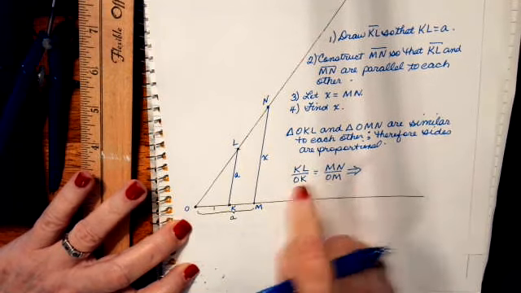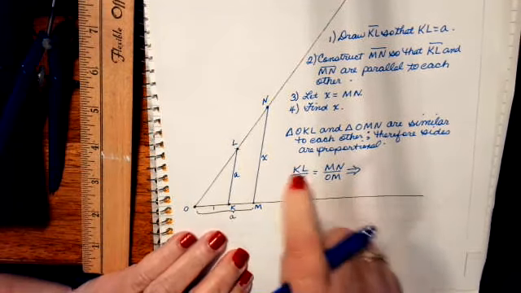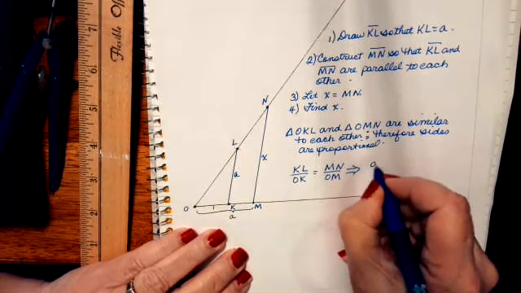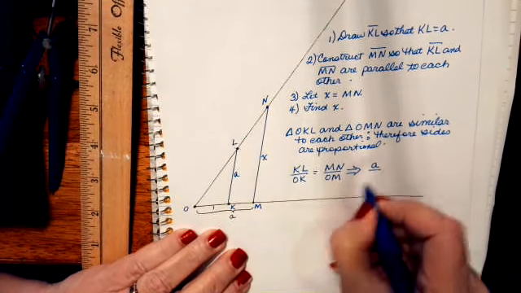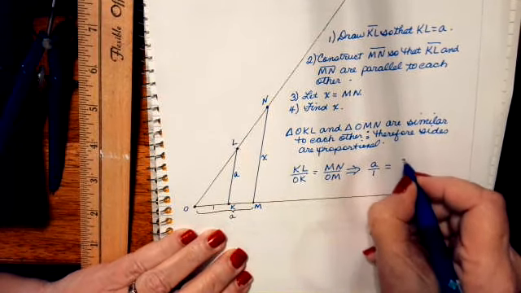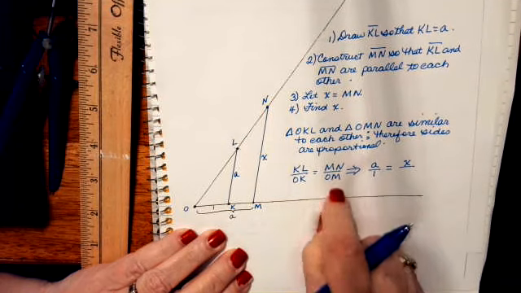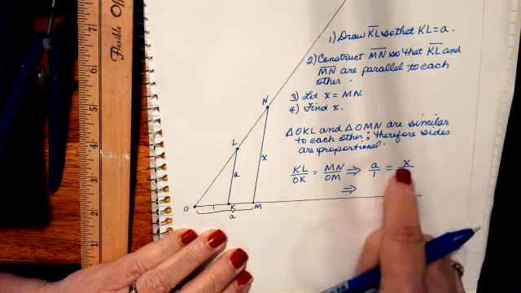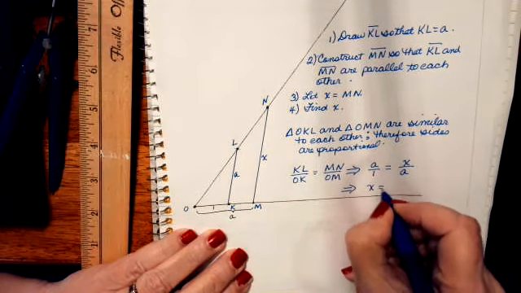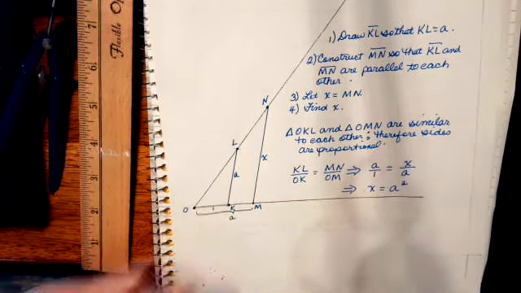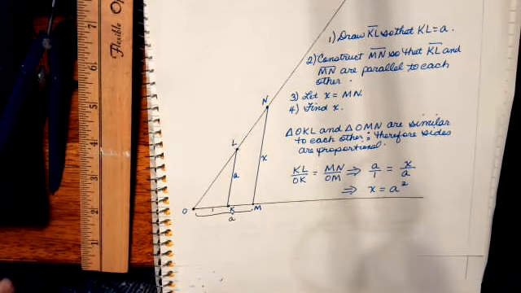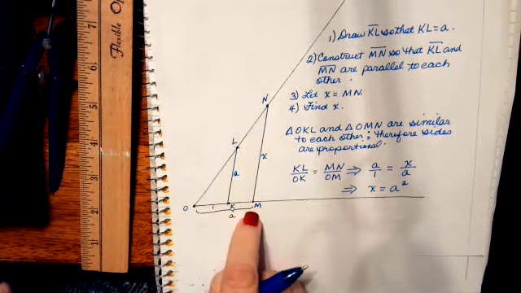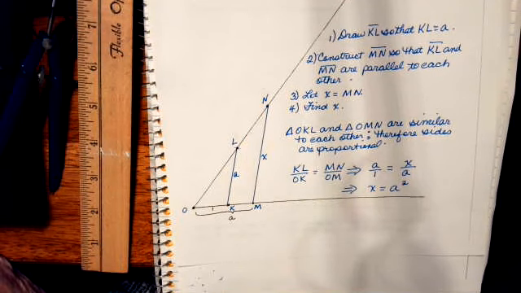Well, we know what the lengths of those four line segments are. KL is A, OK is 1, MN is X, OM is A. And when I solve that for X, I get X equals A squared. There you go. There's a line segment, one dimension, whose length is A squared.